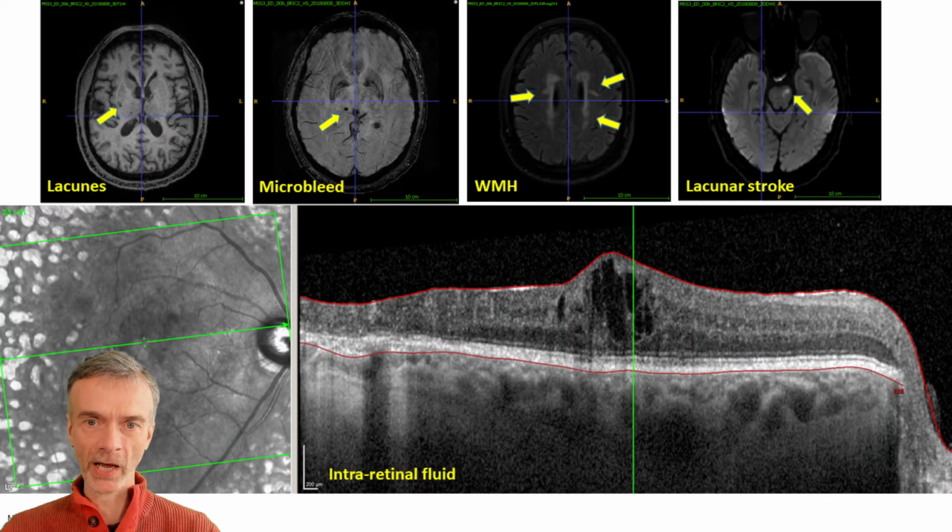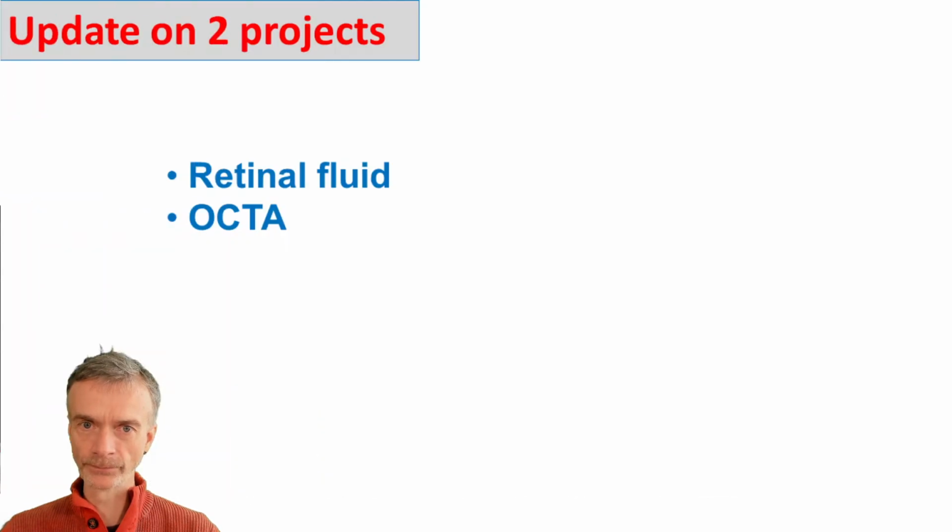Why are we interested in the eye? Well, on the top row, you have 1, 2, 3, 4 images of the brain, different types of scans showing different features of small vessel disease and stroke, little holes in the brain, and little bleeds that show up black on this particular type of sequence. We have these white matter hyperintensities, which are quite common as you get older, and also in stroke patients. And this particular one is what we call a lacunar stroke. So we're interested in the relationship between what's going on in the eye and what's going on in the brain.